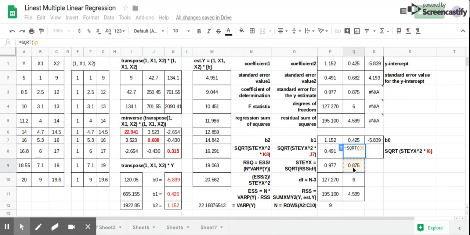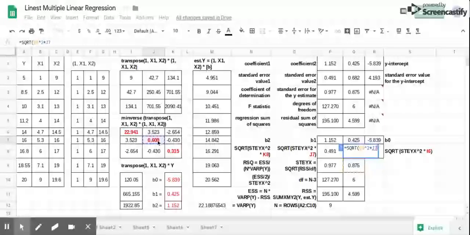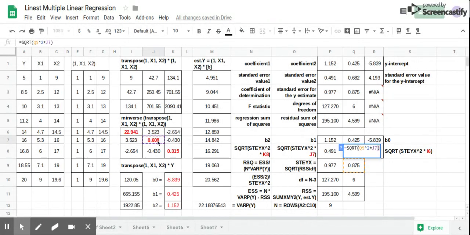Next, we calculate the standard error of slope 1, which is equal to the square root again of the standard error squared times J7, which is this. So 0.682. And the last, the standard error times I6, which is this. So it equals the square root of the standard error squared times I6, which is this.